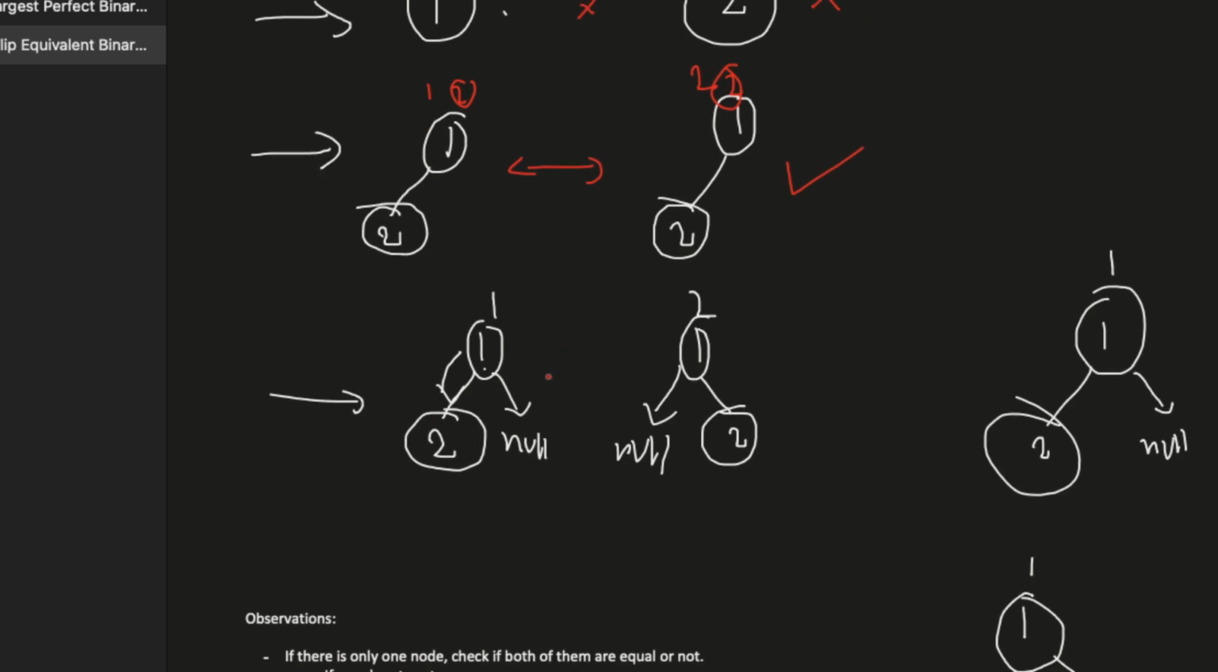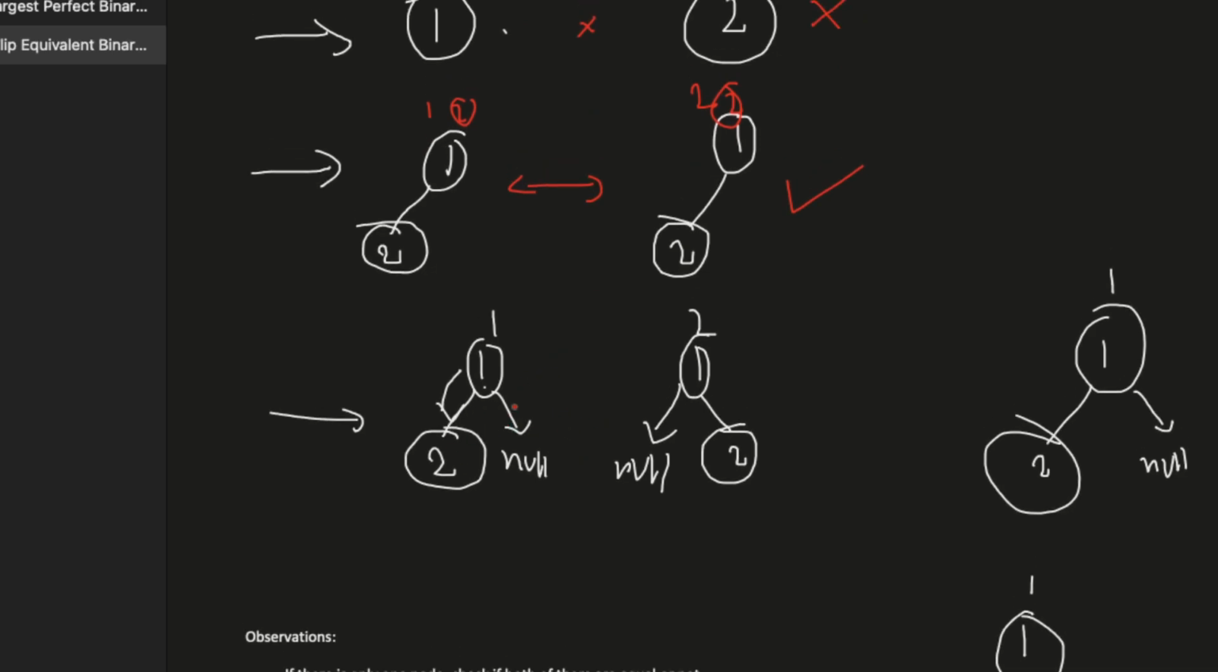Now let's look at this example. We have 1, and on the left we have 2, and on the right we don't have anything, so it's null. Here we have 1, on the left we have null, on the right we have 2. So basically what is happening is that this tree is flipped, right? If we don't flip this, it would have been the same tree as this, right? So these two are also flip equivalent.